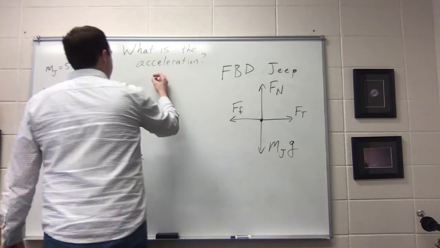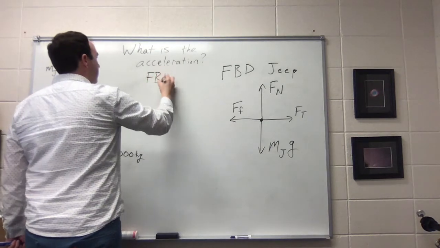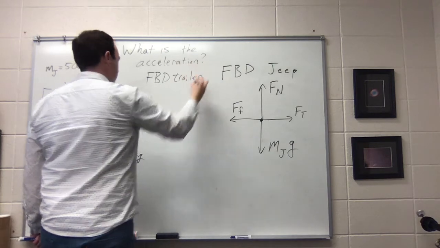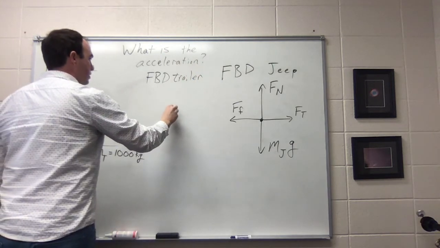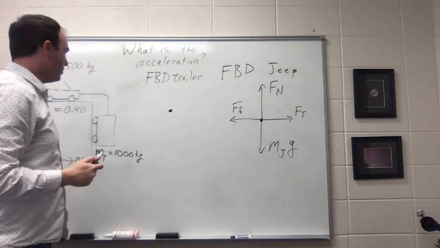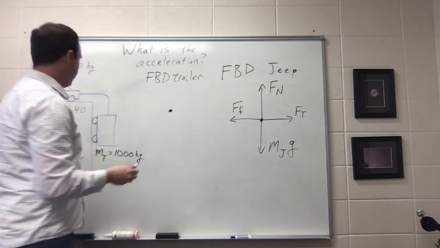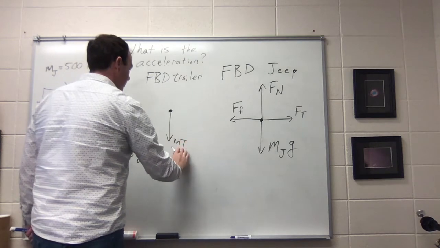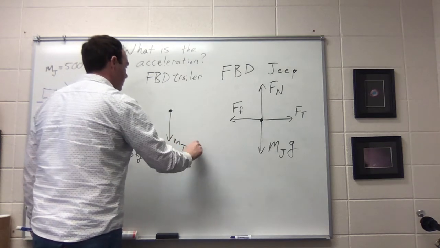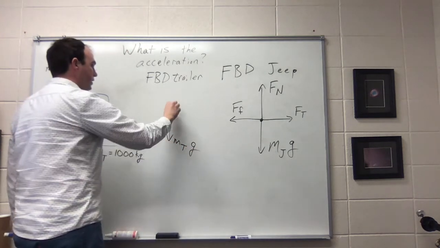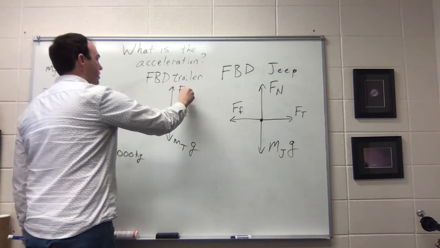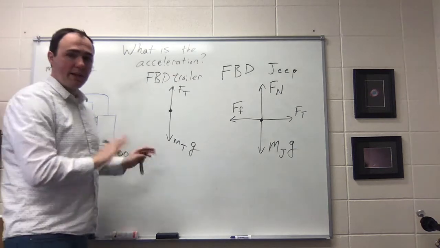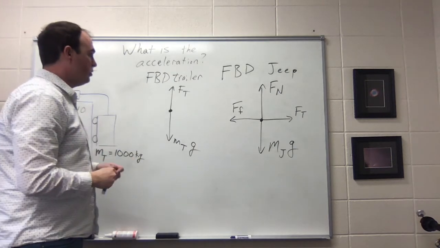All right, now we want to do our free body diagram for the trailer. So in this case, we have forces that are only in the vertical direction. So we're going to have the force of gravity, m sub t times g, pointing down, and the force of tension pointing up.